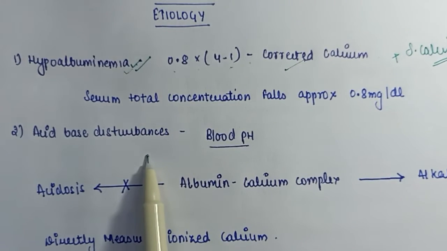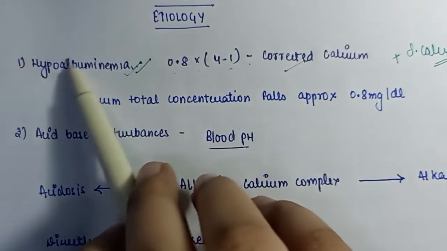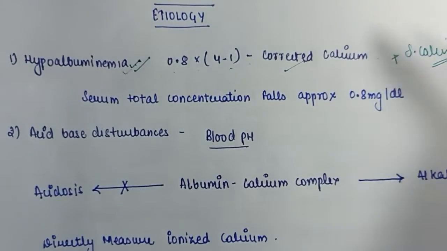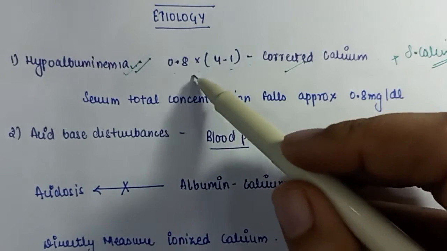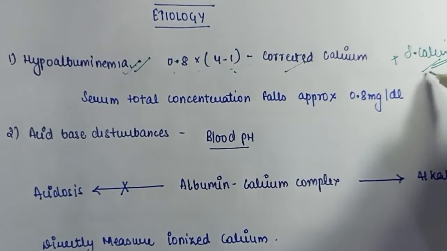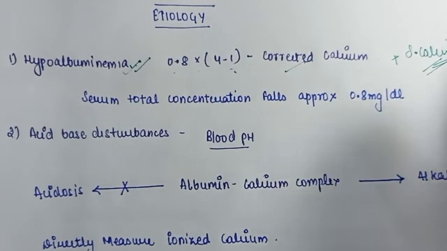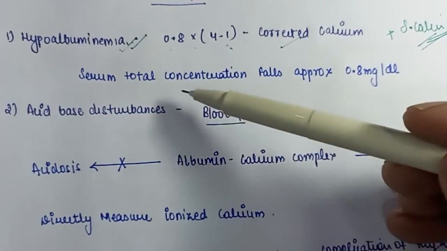Next thing, we look for acid base disturbances. So first, hypoalbuminemia is very important. We should correct the calcium for low albumin level. The formula is 0.8 into 4 minus albumin, plus the serum calcium level of the patient. Next thing is acid base disturbances.